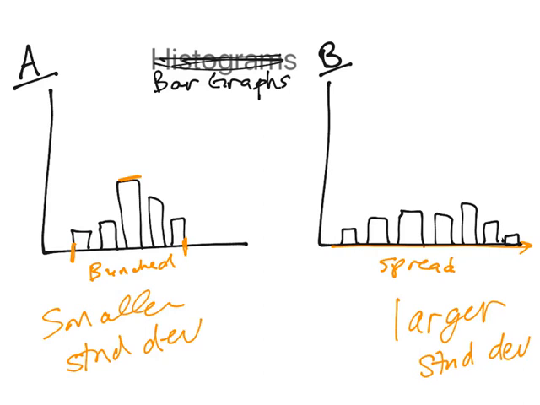It is possible that you have outliers. So let's say in graph A, I add a little outlier way out here. Because this number is so far out there, it will skew the standard deviation. So just be aware that outliers can impact the standard deviation.